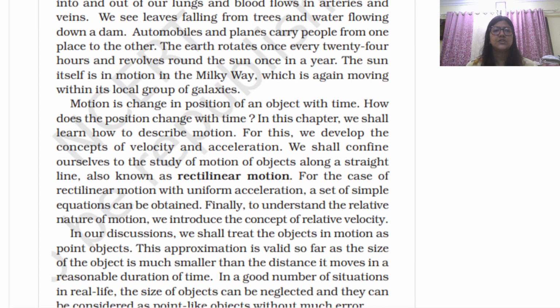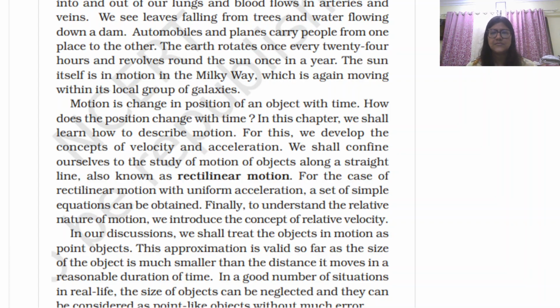Next, we have: motion is change in position of an object with time. How does the position change with time? In this chapter, we shall learn how to describe motion. For this, we develop the concepts of velocity and acceleration. We shall confine ourselves to the study of motion of objects along a straight line, also known as rectilinear motion.